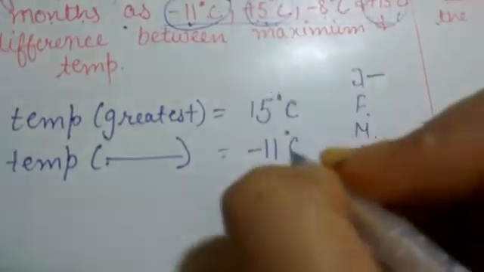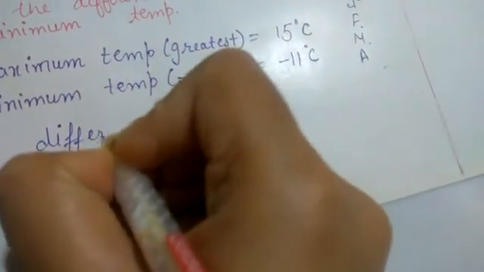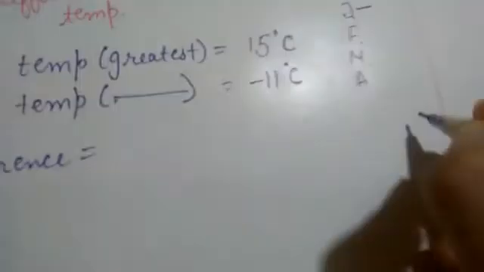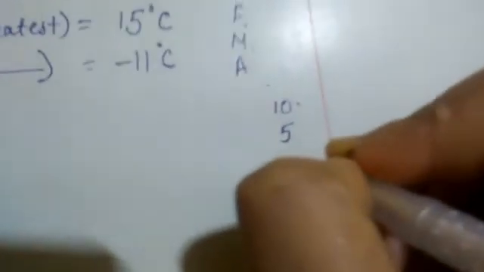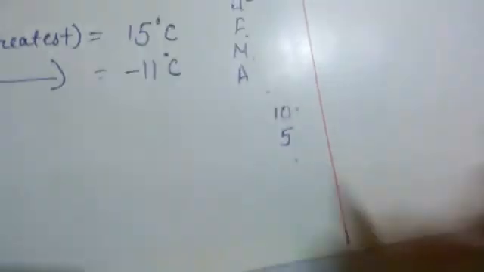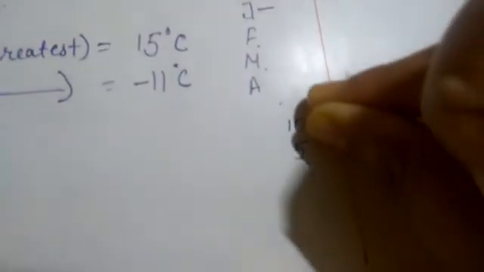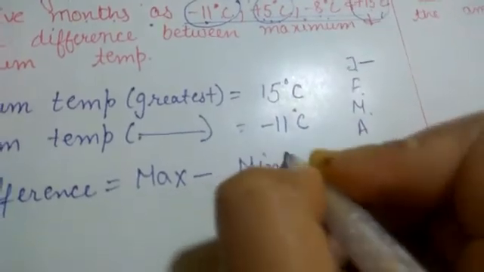So get it? Now see, we have to calculate the difference. When we calculate the difference, we always subtract smaller from greater. Means if anybody has given you 10 candies and your brother 5 candies, the difference is 10 minus 5. Get it? Means we always subtract the smaller number from the greater number. Firstly we write the greater number upper side, downside we write the smaller number. Here also, firstly we write maximum minus minimum temperature.